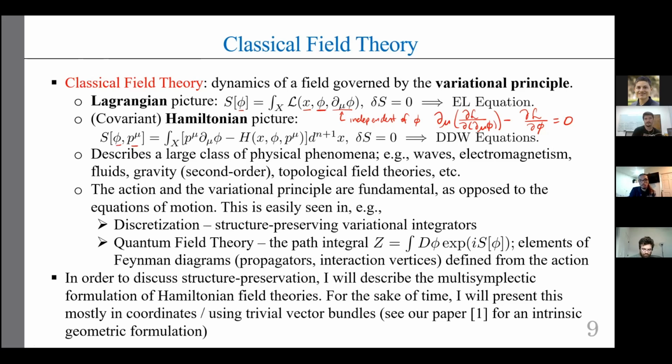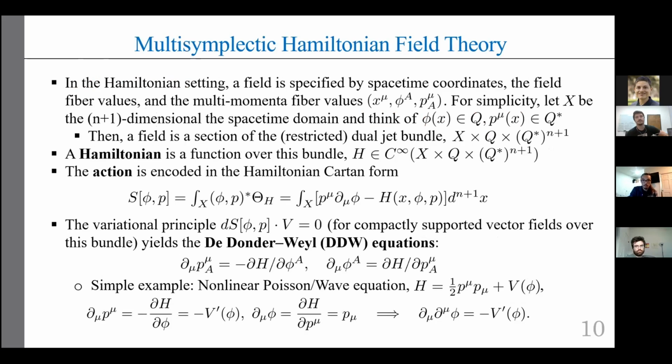Now I'm going to talk about the multisymplectic formulation of this class of theories. I'm going to do it, like I said before, mostly in coordinates or trivial vector bundles, but you can see our paper if you want a more geometric version of that. We're going to think about our fields as valued at each point in some vector space. More precisely, the fields are a section of some vector bundle.